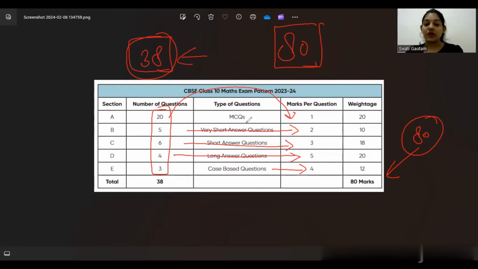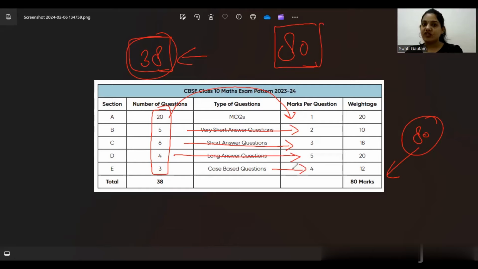MCQs means the multiple choice questions, very, very important, of 1 marker. These questions will not take more than 2 seconds or 3 seconds to complete. So please complete them. Then 2 marks questions are very easy. Then 3 marks questions, 5 marks questions, 4 marks questions, they are of difficulty level, right? The difficulty level is a little higher.